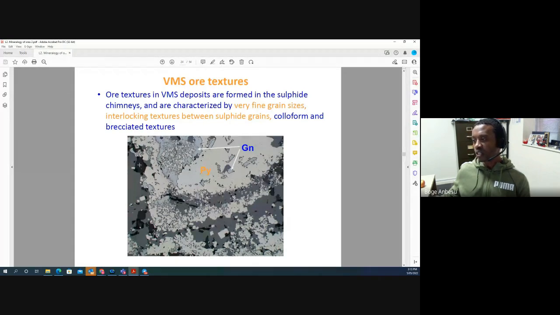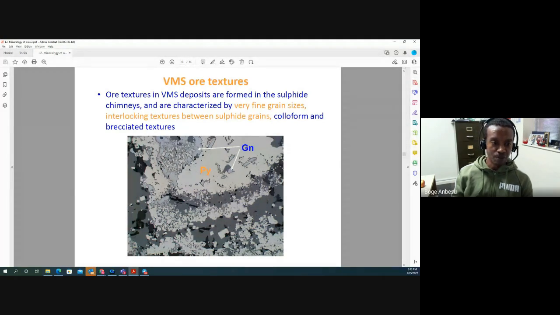And the darkest one is most likely a silicate material. But the point here is that because of the way the ore deposit formed, it actually resulted in very fine grain sizes of those sulfides.